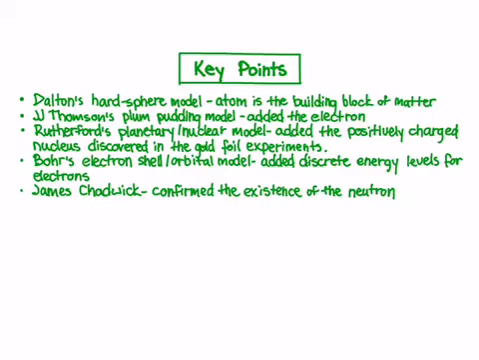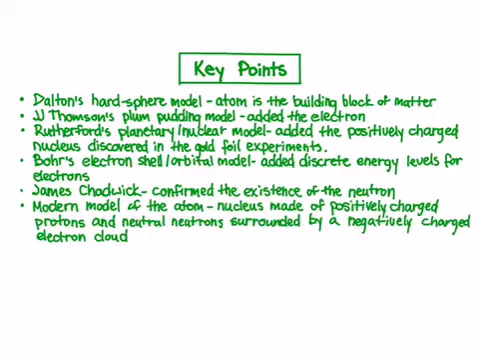James Chadwick confirmed the existence of the neutron. In the modern model of the atom, an atom is composed of a nucleus made of positively charged protons and neutral neutrons, which is surrounded by a negatively charged electron cloud.